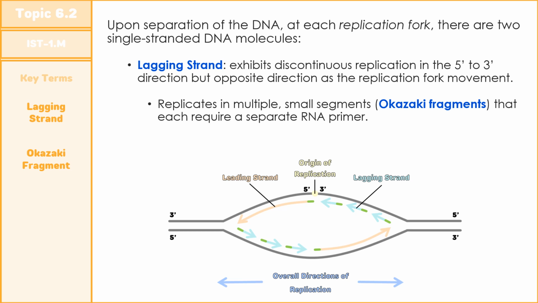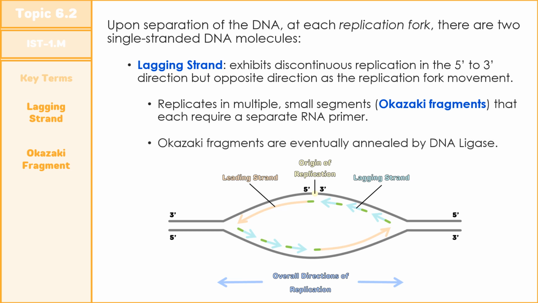So these small segments of DNA that are formed via this process are what we call Okazaki fragments, named after the researchers who discovered them. These Okazaki fragments are eventually annealed or connected by that DNA ligase to create a continuous strand. But we have to create these fragments first and not just have the nice single strand like we get with our leading strand. So let's look at that process put all together.